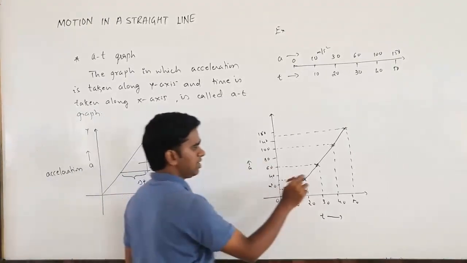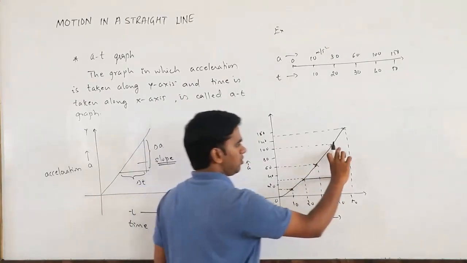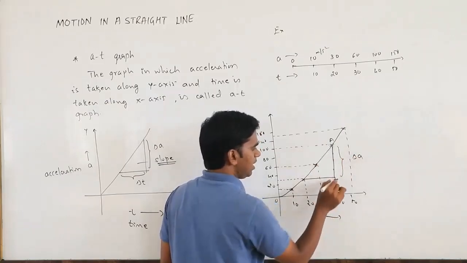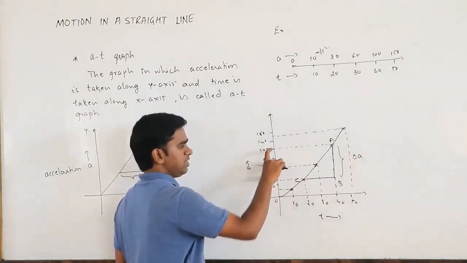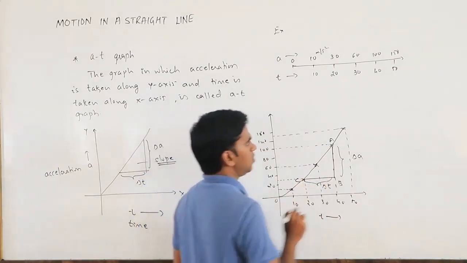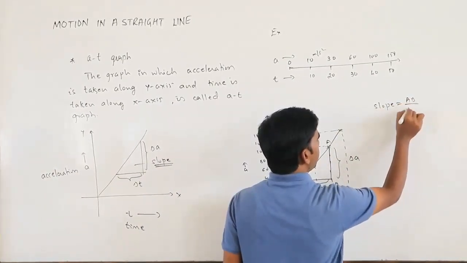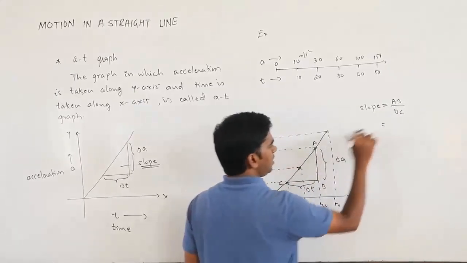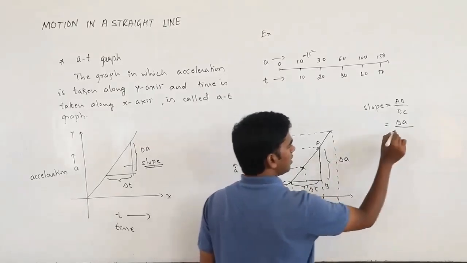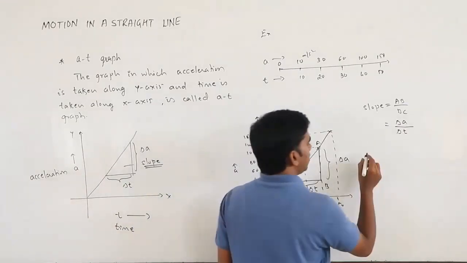Similarly here, if you take the slope over here, what will the slope give? If you take A, B, C, this is the change in acceleration, and this is the change in time. Along this you will get change in time. So slope is equal to AB divided by BC. What is AB? AB is delta A divided by the denominator, delta T.